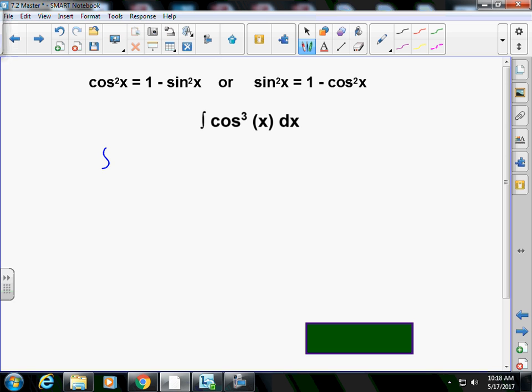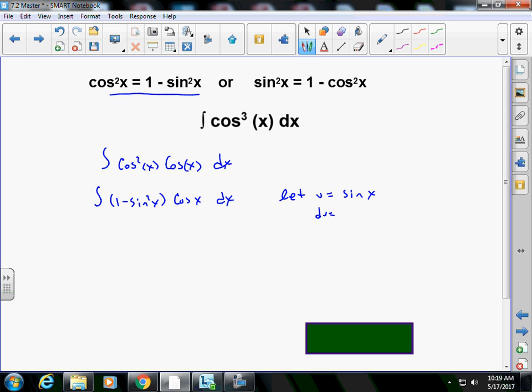So let's rewrite this. Cosine squared x times cosine x. I'm breaking it apart. And I now know that, look, cosine squared x is equal to 1 minus sine squared x. So I go here, 1 minus sine squared x, cosine x dx. So I now have something I can use the u substitution. Let u equal the sine of x. And du has to equal the cosine of x dx, so by substituting, 1 minus u squared du.